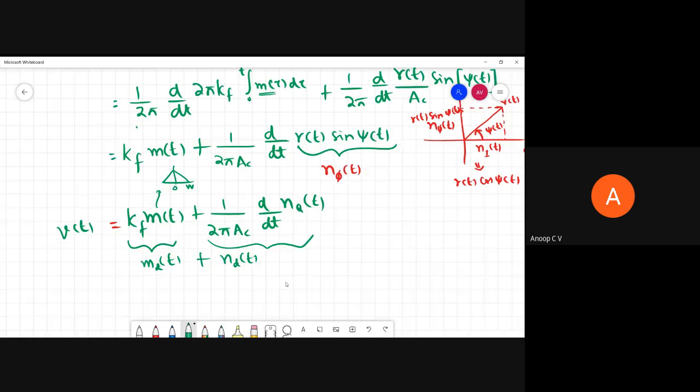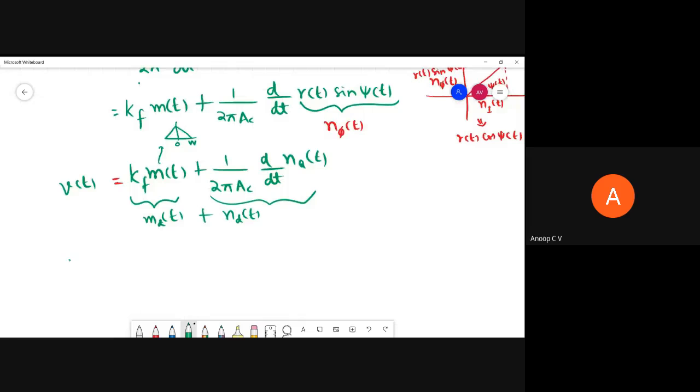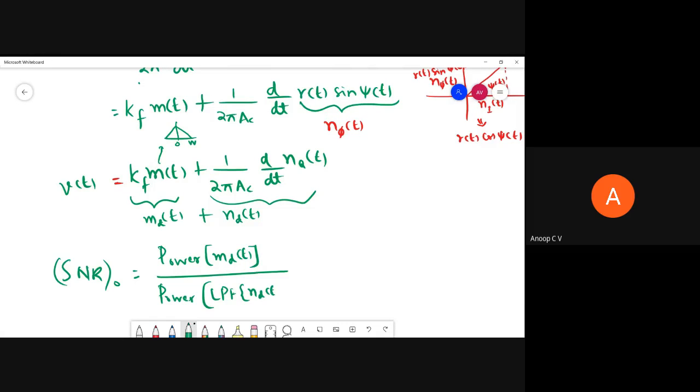Now what we need is to find the SNR at the output. For that we need to find the power in md of t divided by the power in the low pass filtered nd of t. This nd of t is low pass filtered, then we find its power. That is what we have to find. So are you clear till here, is it okay what we have done?